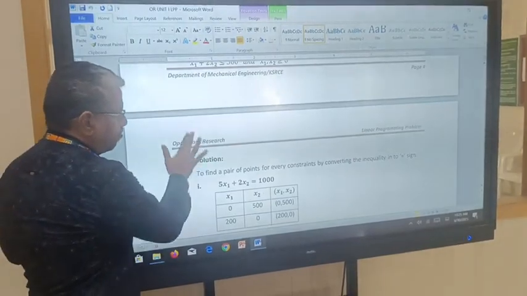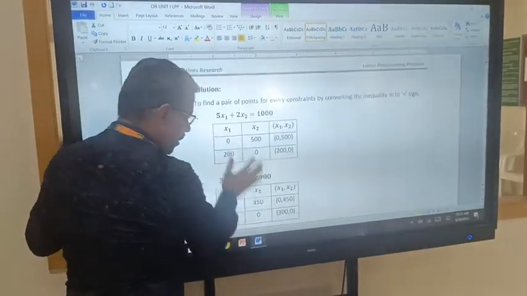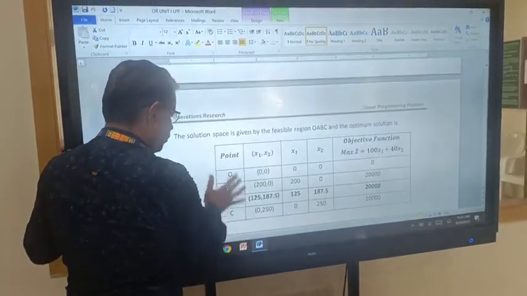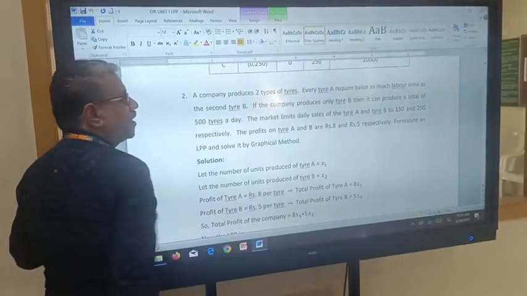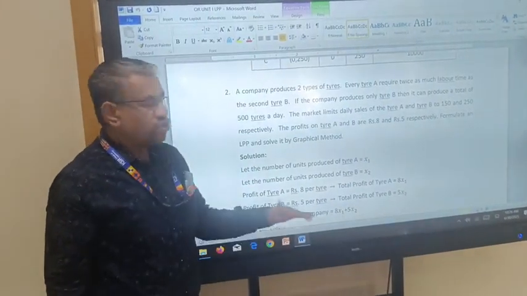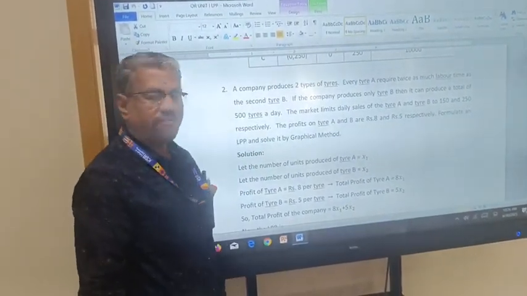So this is a sample problem. We are going to solve the problem right now. So I am going to take the second problem because we have to formulate the problem first, then let us solve the problem by using graphical method.